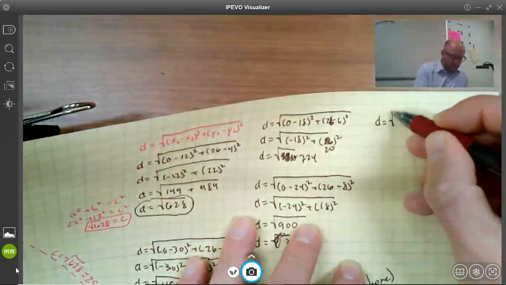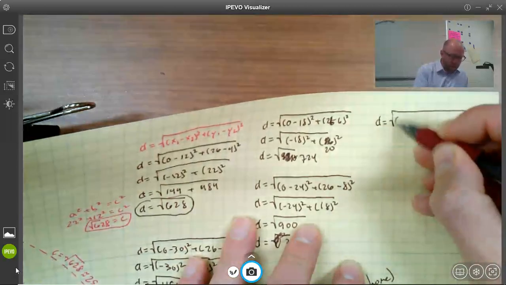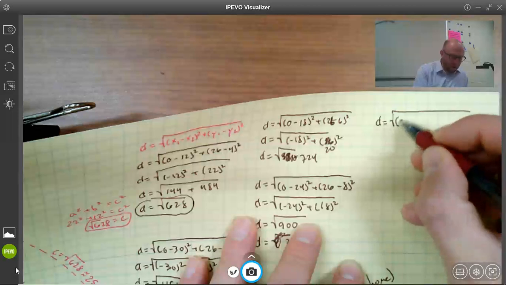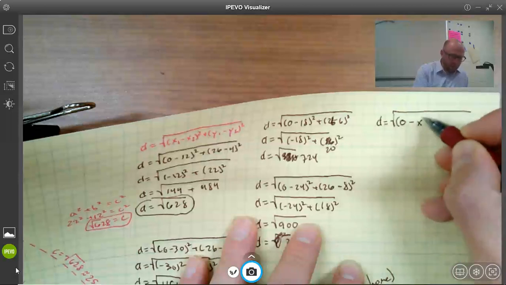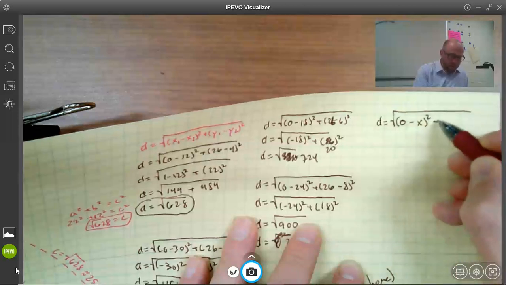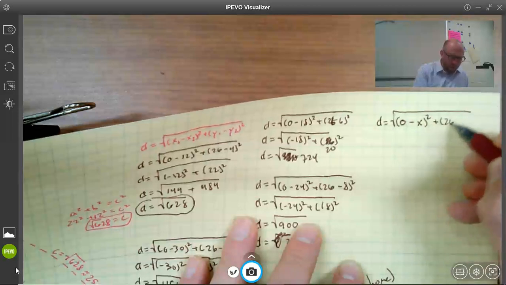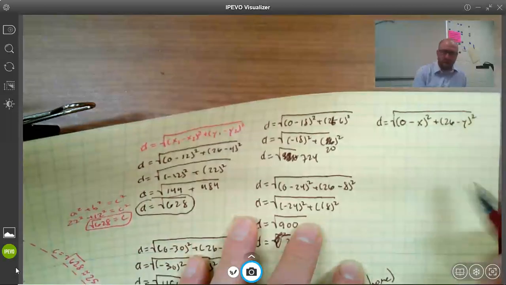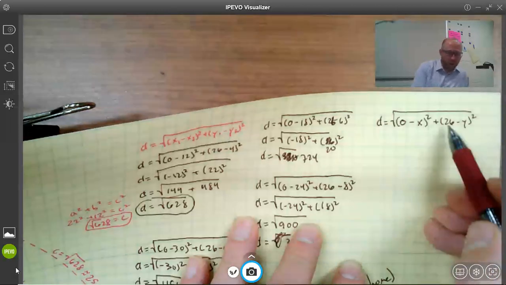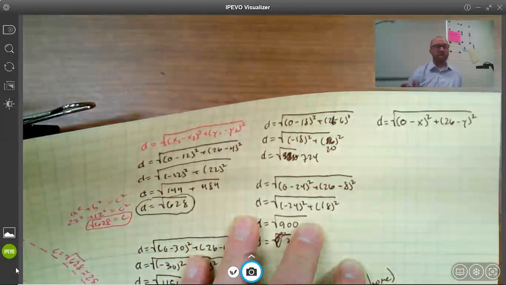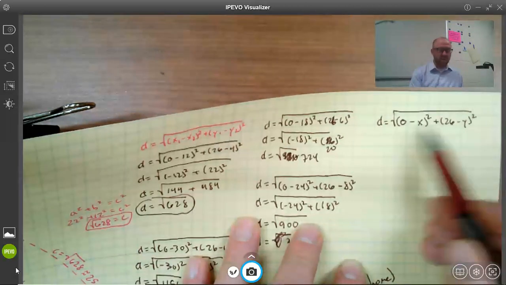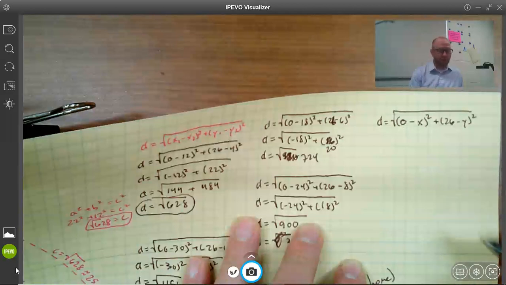D equals, and then we're just going to hardwire 0 minus x plus 26 minus y. So we're hardwiring the 0 and the 26 right in there because they're the same in every calculation. We're not calculating the distances to any random point. We're calculating specifically the distance to the point 0, 26.